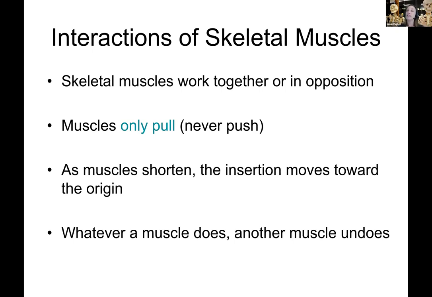And as a muscle gets shorter, the insertion gets closer to the origin. So remember those terms. The insertion is the one that moves, right? This is the movable bone. The origin is the one that does not move.